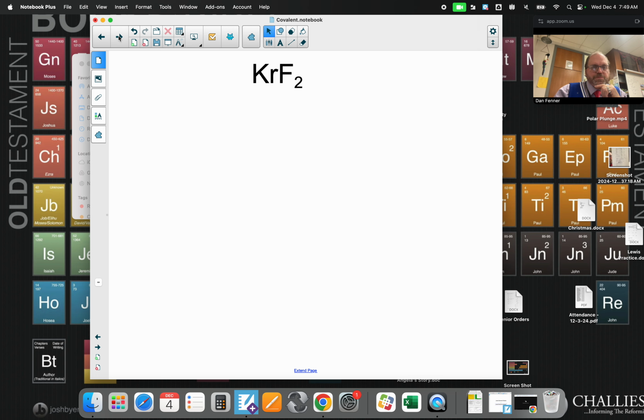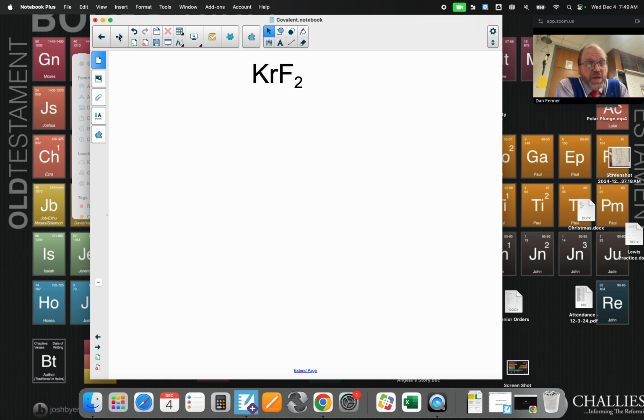Let's try the next one. Krypton difluoride. Now remember we talked about the noble gases. Noble gases were called inert. They don't want to react. It's shown to react here. What does that mean? That means fluorine is so electronegative, it makes a noble gas react with it.